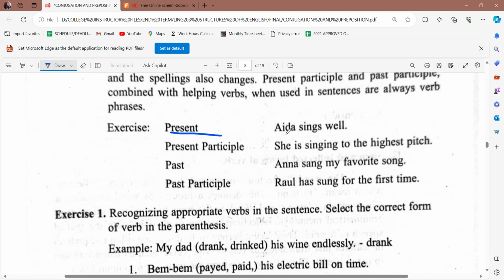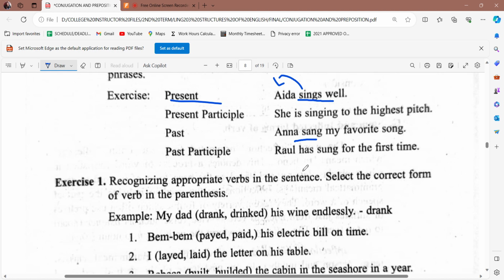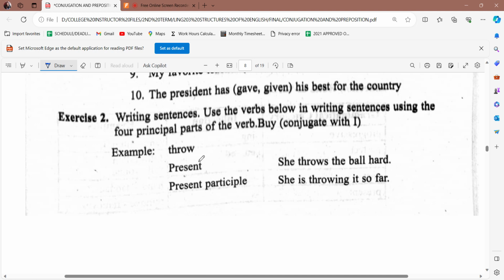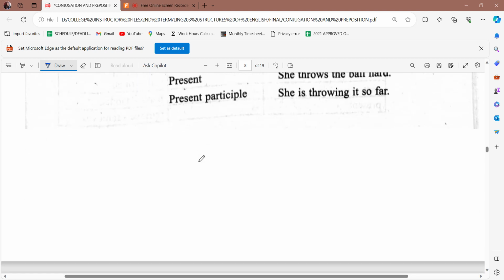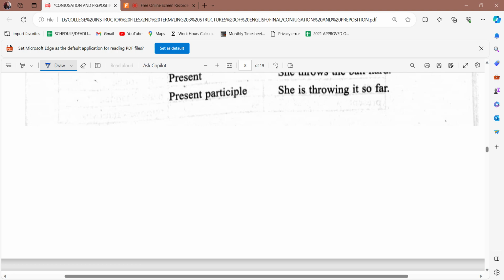For example, present tense: Ida sings well. Our verb here is the word sings, but since our subject is only one, or singular, we have sings. And then the present participle: she is singing to the highest pitch. And then the past, we have Anna sung my favorite song. And past participle: Raul has sung for the first time. Okay, so these are the different examples of verbs in the regular or irregular forms.